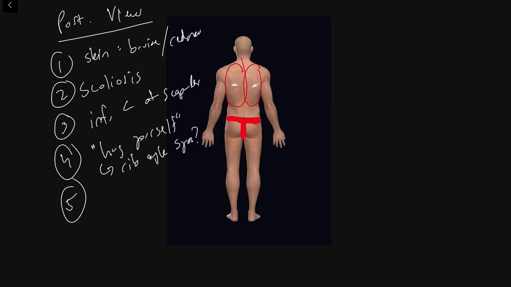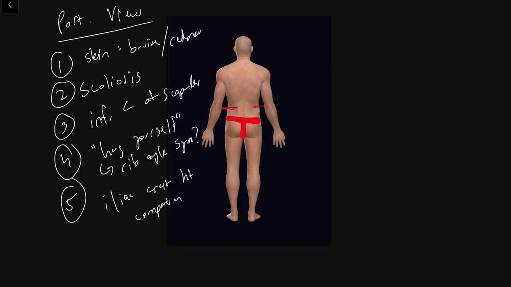Step 5 from our posterior view is going to be doing the iliac crest height comparison, so iliac crest height or level comparison. And so on this patient, what we could do is we could palpate.